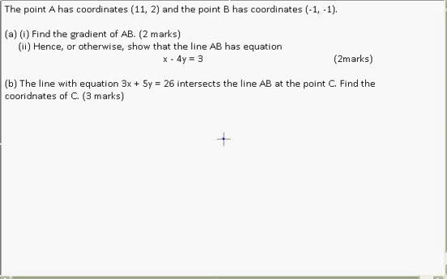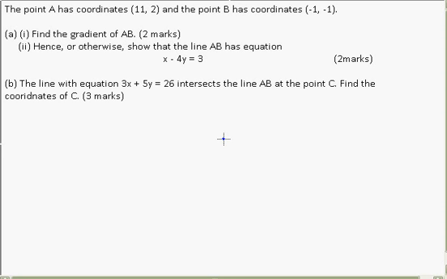Okay, I'm going to work through an exam style question. This is from January 2005. So it's a little while ago, but the questions really haven't changed that much. We're given that the point A has coordinates 11, 2, and the point B has coordinates -1, -1. For 2 marks, first question on the paper, find the gradient of AB.